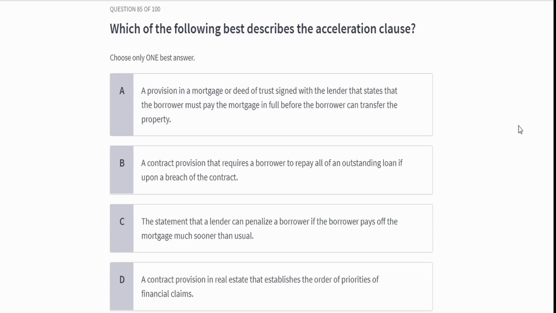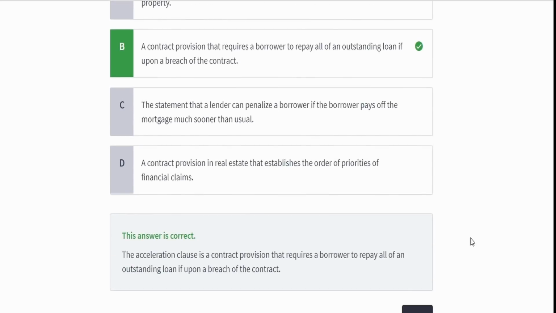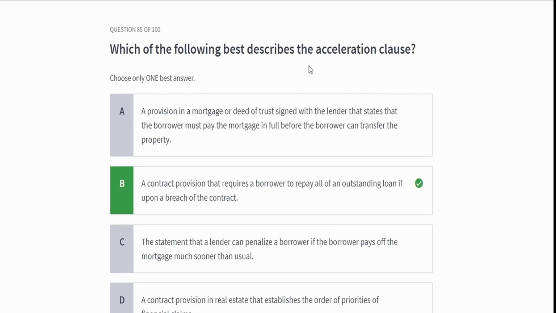Alrighty, did you guys come up with the answer? Hopefully. So our correct answer for this one is going to be B. A contract provision that requires a borrower to repay all of an outstanding loan if upon breach of contract. That is the acceleration clause, pretty much by definition. We talked a little bit about the acceleration clause before, I believe. We talked about the generic. I think the question was something along the lines of, if you hear the term acceleration, what should you associate it with? And obviously we're talking about mortgages. That was the answer for that one.